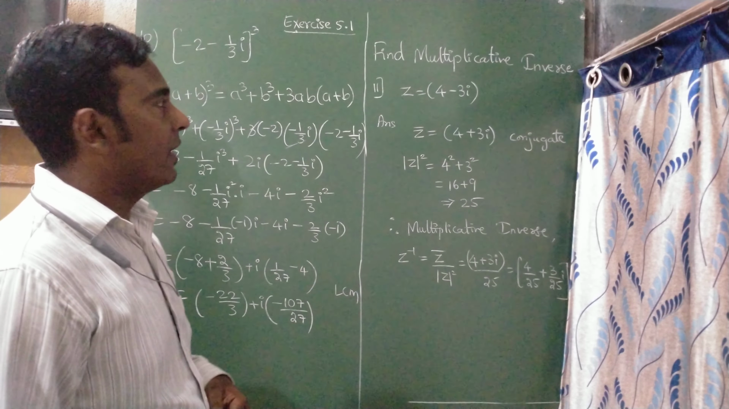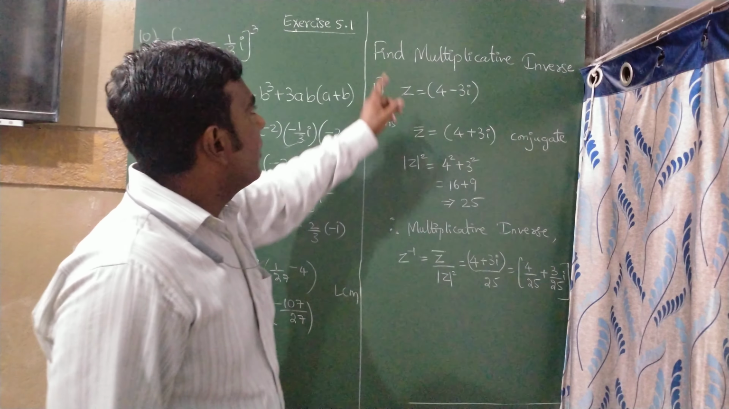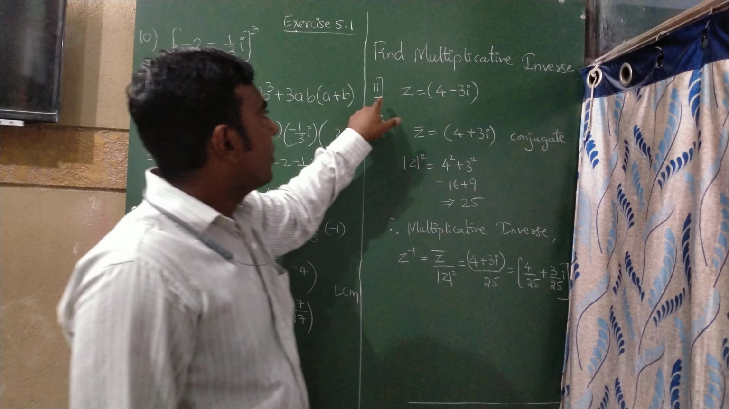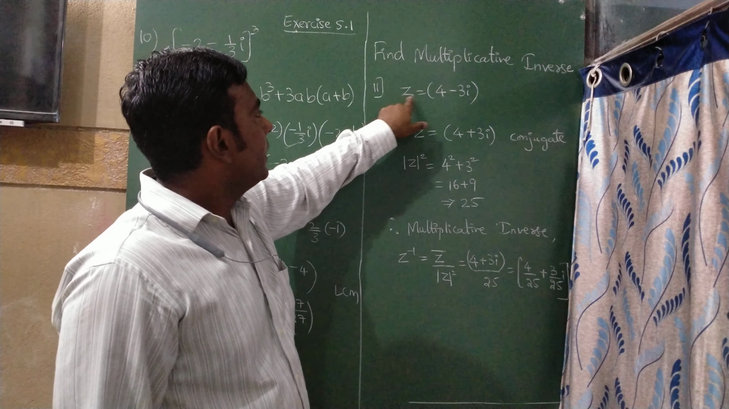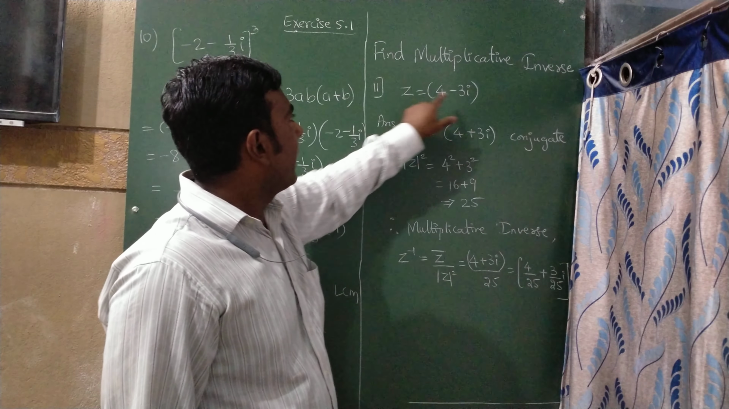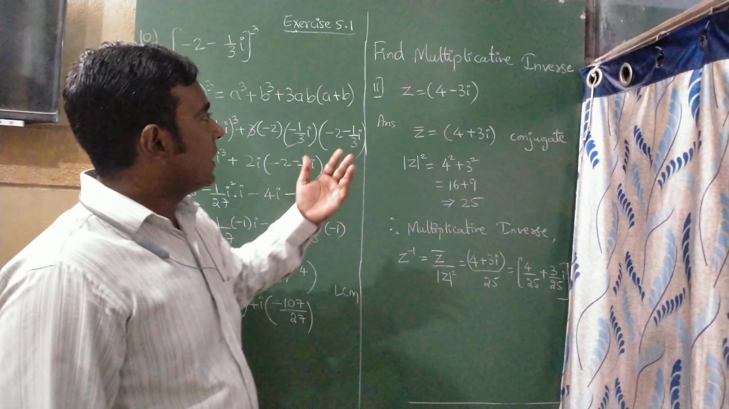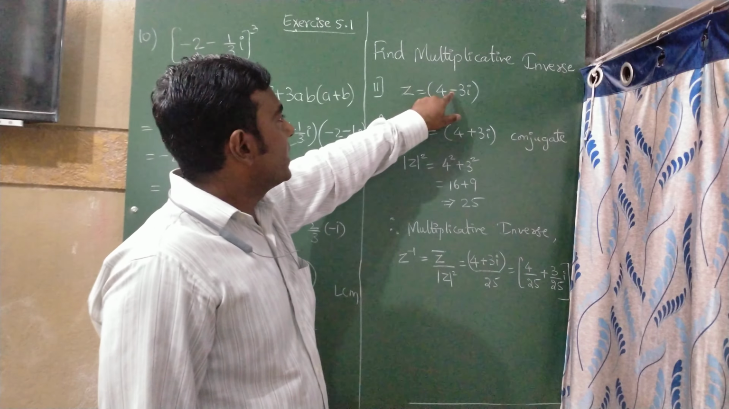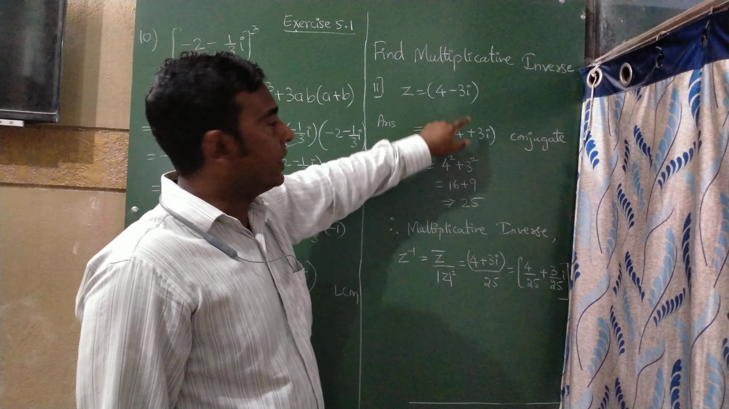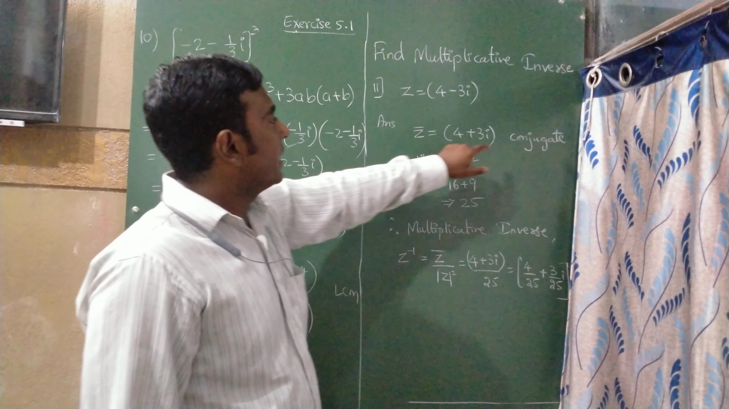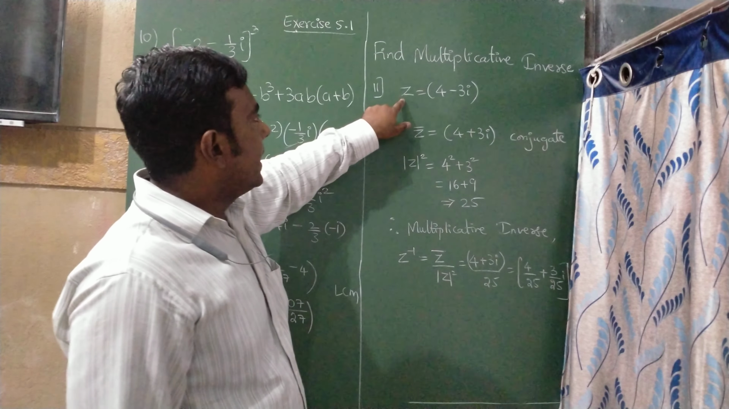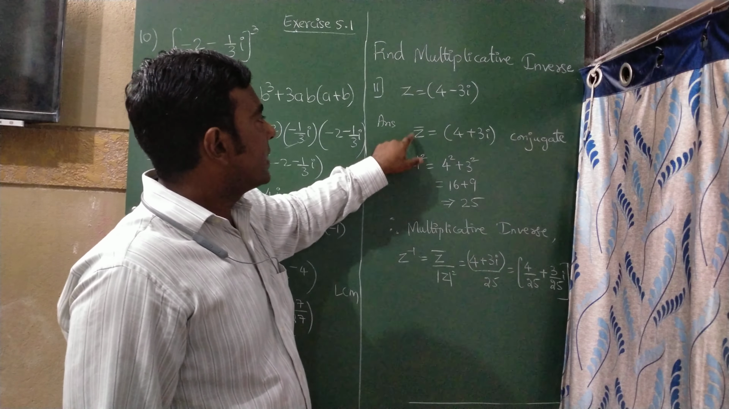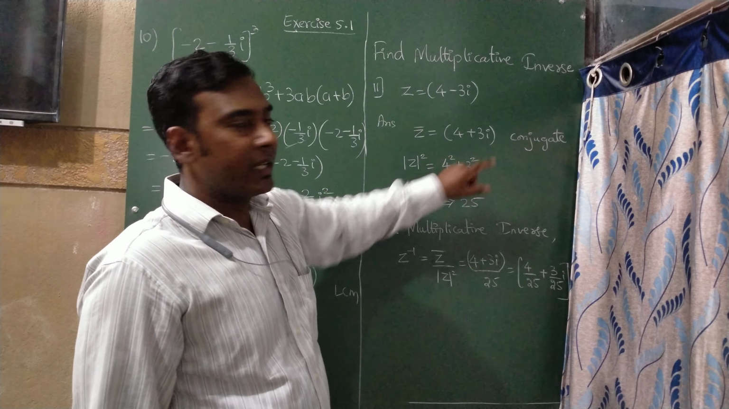So let's move on to the 11th question. Find the multiplicative inverse of z is equal to 4 minus 3i. This is the 11th question. So first what I have to do is conjugate this. Conjugate means if it is plus, then write minus, and if it is minus, then I need to write plus. Fine. So that is called the conjugate. So z is 4 minus 3i, so z bar will become 4 plus 3i.